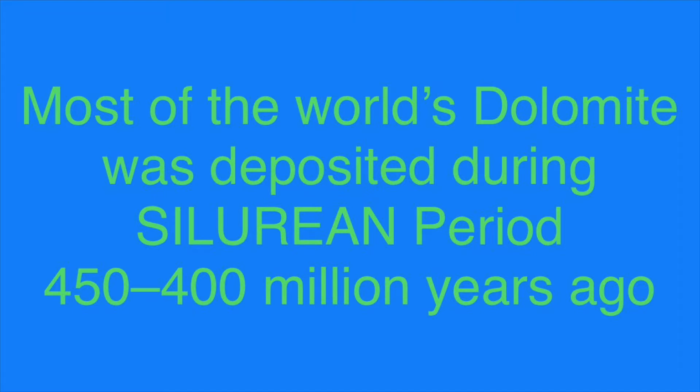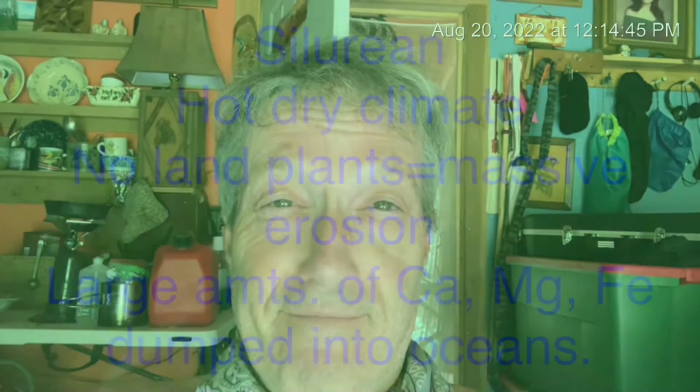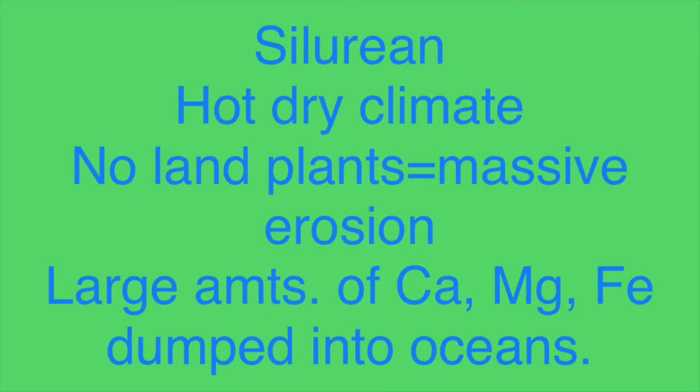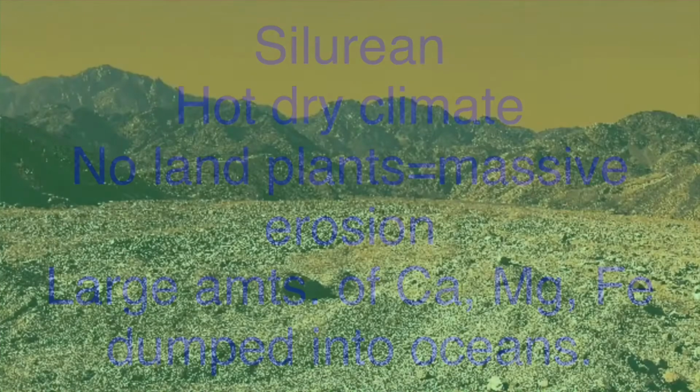In fact, most of the dolomite that's been deposited in the world was deposited during the Silurian period. So let's find out what it was about the Silurian period that caused huge quantities of dolomite to be formed then. During the Silurian period, which lasted from about 450 million years ago to 400 million years ago, the climate was very hot and very dry.